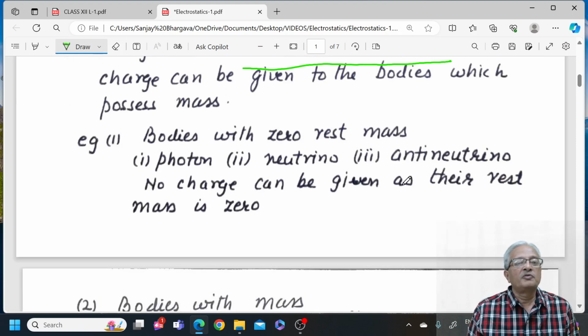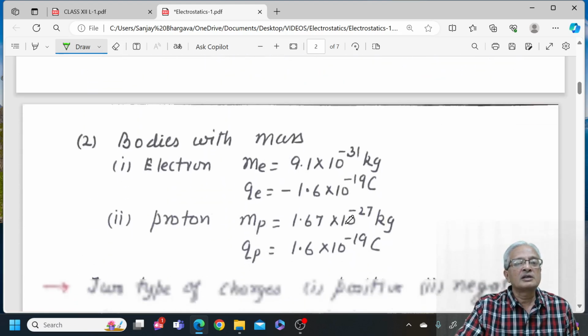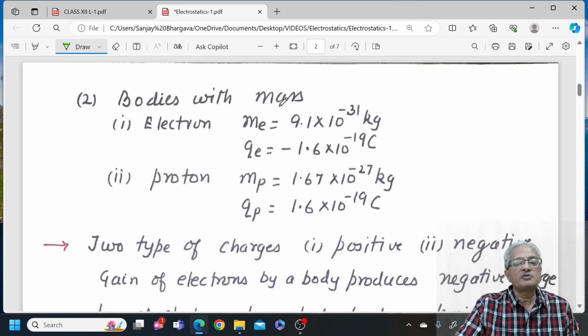For example, we have certain bodies with zero rest mass like photon, neutrino, antineutrino. All these bodies have zero rest mass and therefore no charge can be given as their rest mass is supposed to be zero. Then there is a set of examples of bodies which possess mass, like we can have electron. What is the mass of the electron? 9.1 into 10 raised to power minus 31 kilogram. What is the charge on the electron? Minus 1.6 into 10 raised to power minus 19 coulomb.